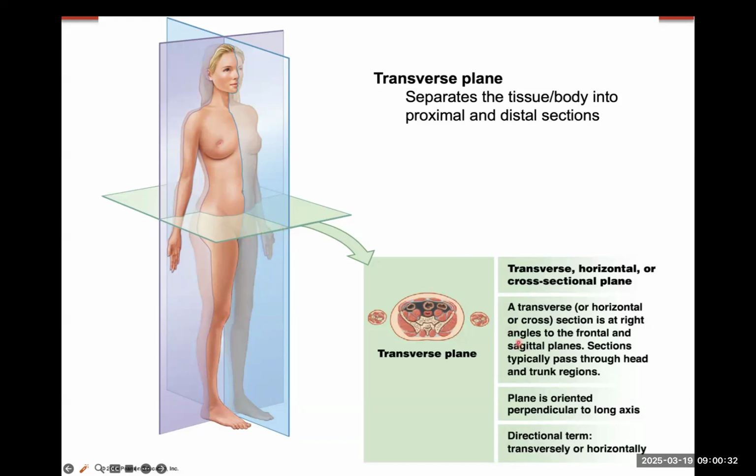So here's the definition. A transverse or horizontal cross section is at a right angle to the frontal and sagittal planes, and sections typically pass through the head and trunk regions.